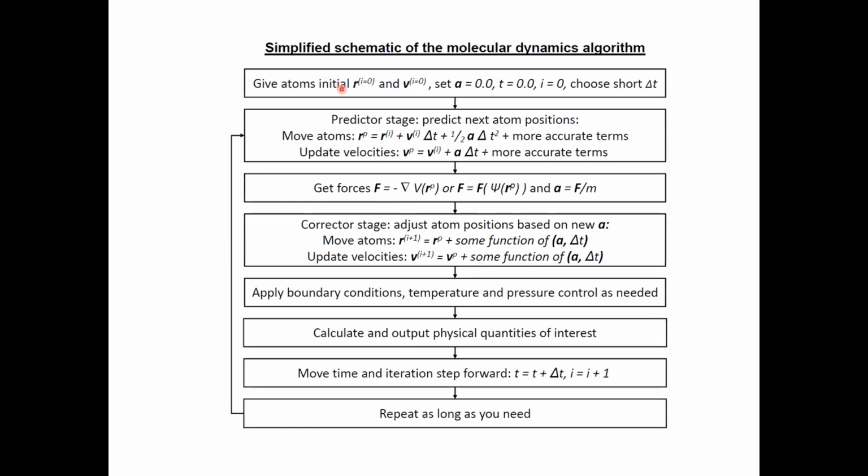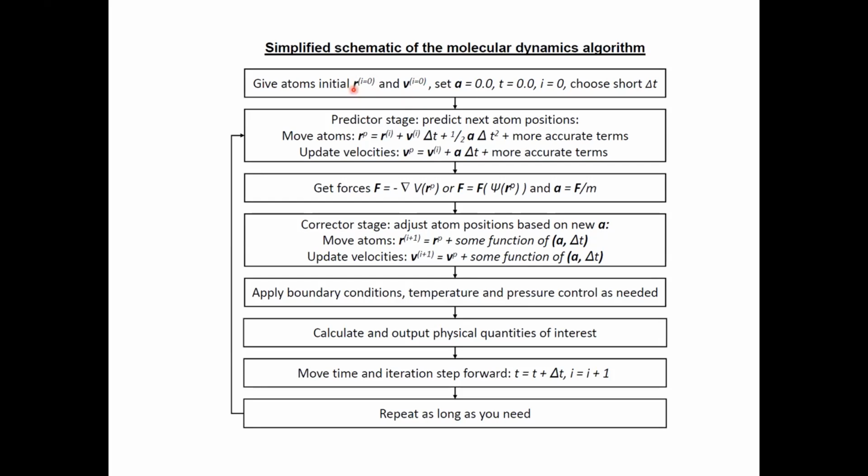So the first thing you need is a set of initial coordinates and velocities, right? And remember, the reason you need this is because what you're essentially doing is solving Newton's equations of motion. Force is equal to mass times acceleration, and that is a differential equation. And to numerically solve differential equations, you need initial conditions. So the initial coordinates and velocities are simply the initial conditions used to solve the differential equations.